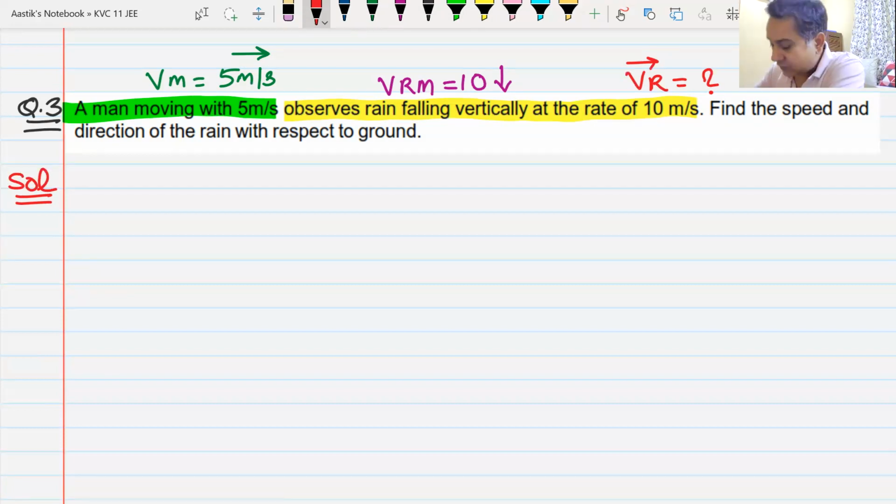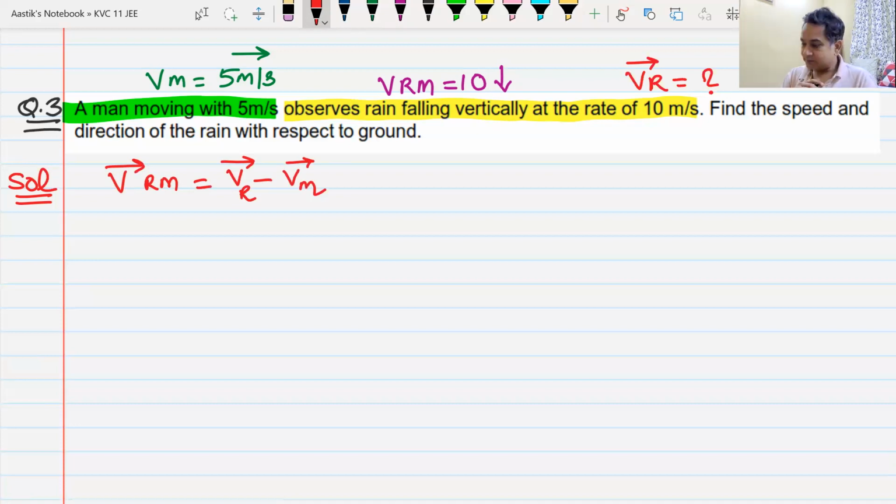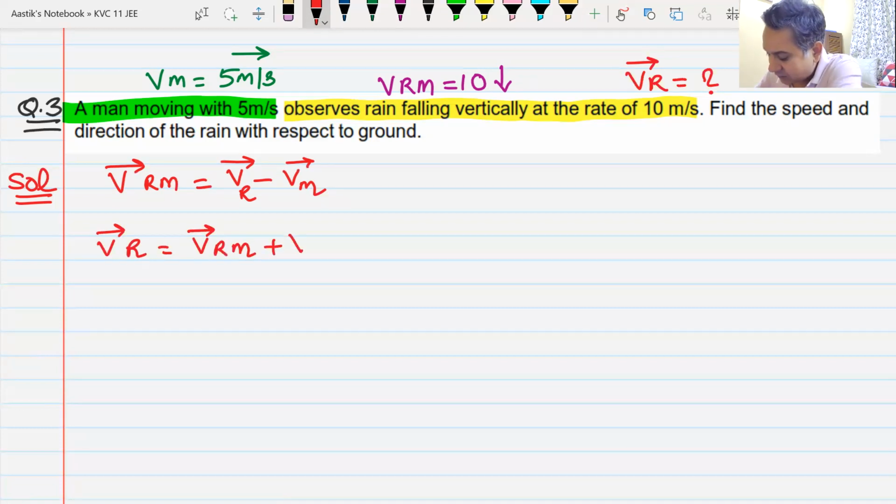Now remember what we had known. Velocity of rain with respect to man is velocity of rain minus velocity of man. Yes or no? That means I can write this equation in a different way. Velocity of rain will be velocity of rain with respect to man plus the velocity of man. Yes or no? Do we understand this? That's it. That's all the question.